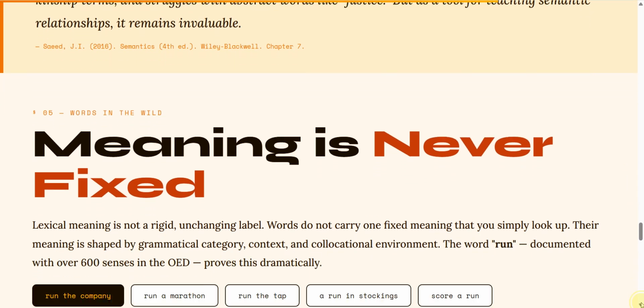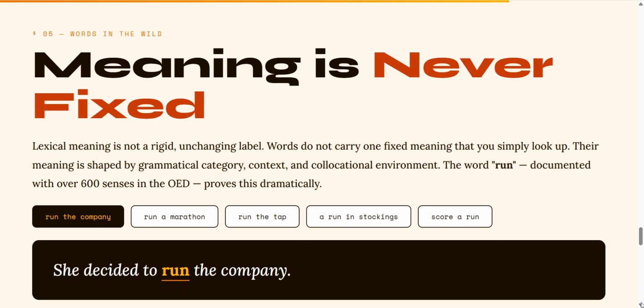Then moving forward, part 5. Meaning is never fixed. Lexical meaning is not a rigid, unchanging label. Words do not carry one fixed meaning that you simply look up. Their meaning is shaped by grammatical category, context, and collocational environment. The word run, documented with over 600 senses in the OED, the Oxford English Dictionary, proves this dramatically: run a company, run a marathon, run the tape, run in stockings, run a score.